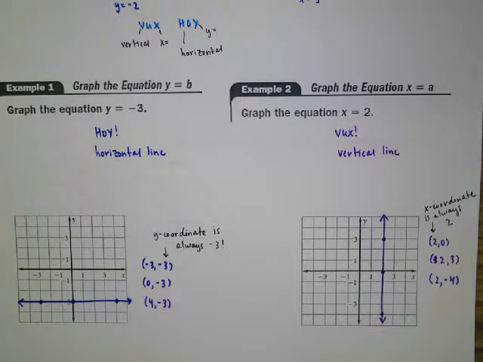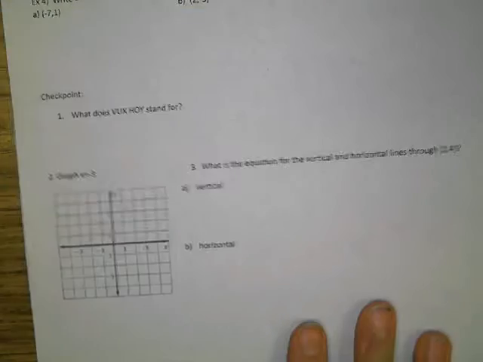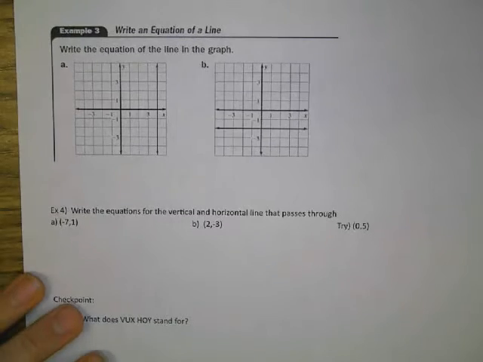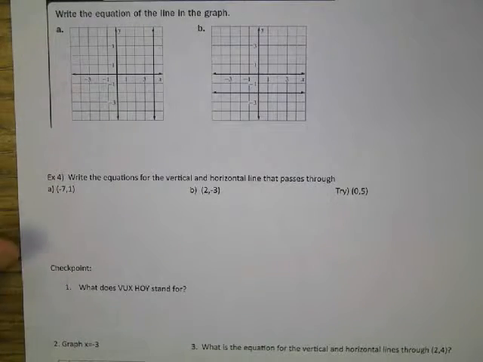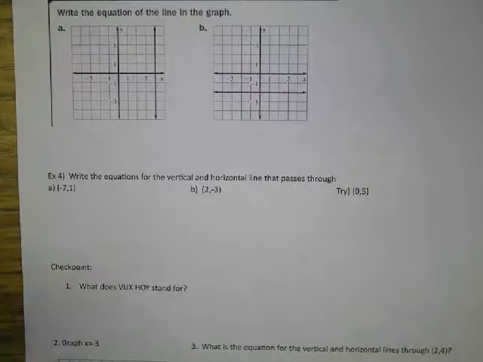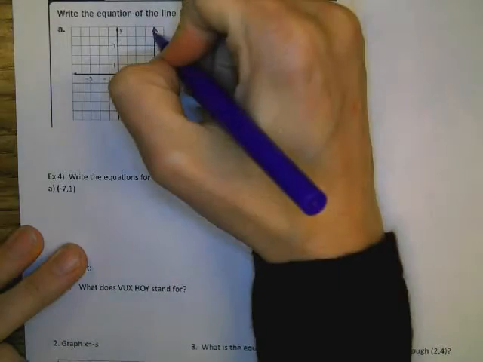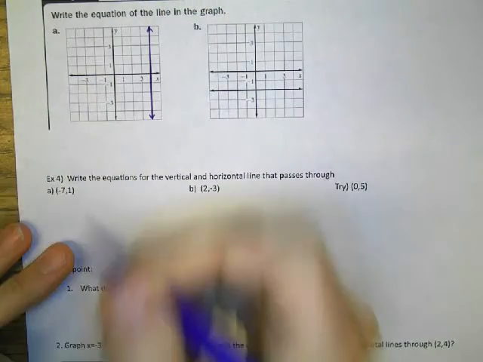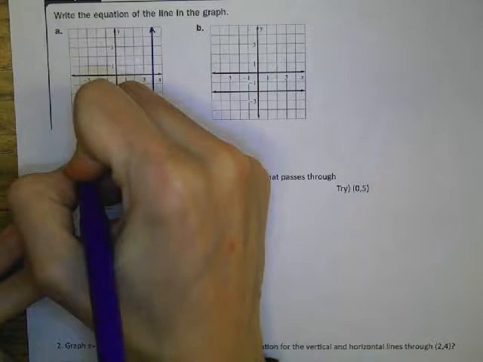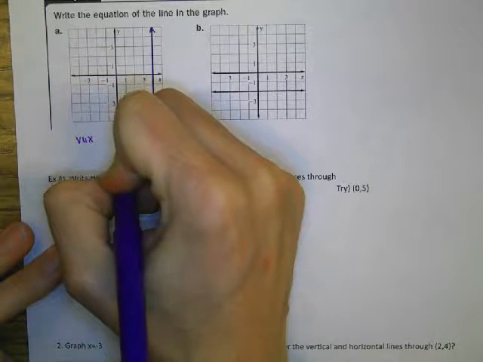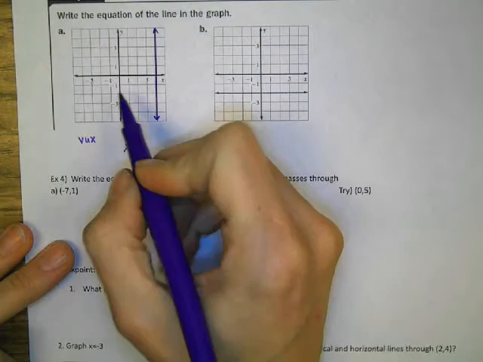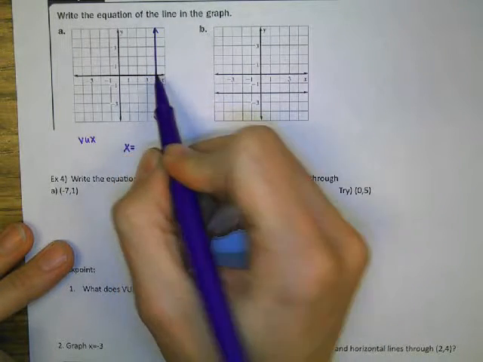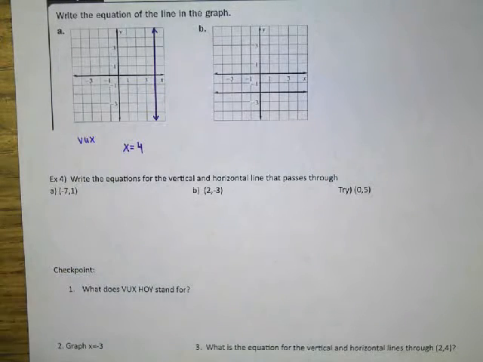So that's graphing those types of lines. So now on the other page, we have kind of the opposite. So here, I've got this line here. Right away, looking at that line, I know that's a vertical line. So I know my equation, again, vertical is my VUX, so it's x equals, and it looks like I intersect the x-axis where x equals 4. So that's my equation for my line.